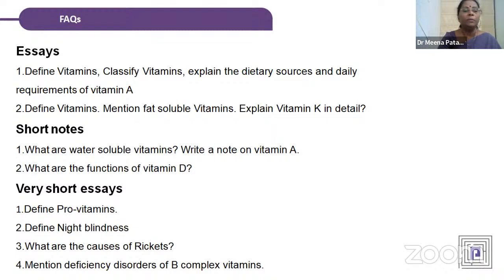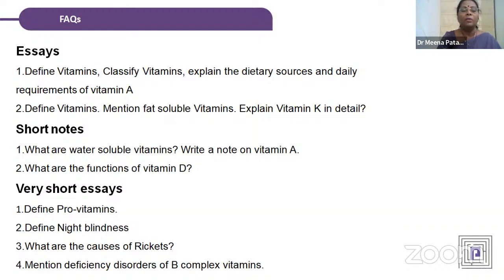Then short notes. What are the water-soluble vitamins? Write a note on vitamin A. These are 2 different aspects. Water-soluble vitamins separately, you will have to write briefly. Then separately a note on vitamin A, which is, remember, not a water-soluble vitamin, but a fat-soluble vitamin.